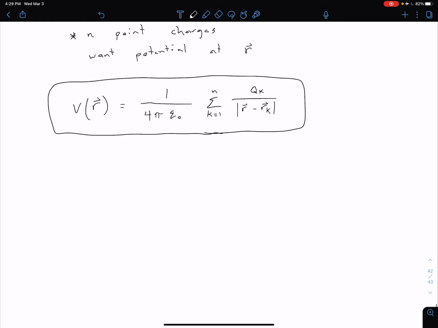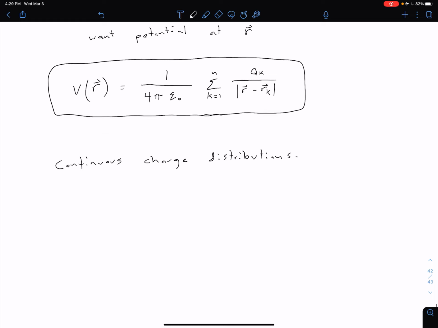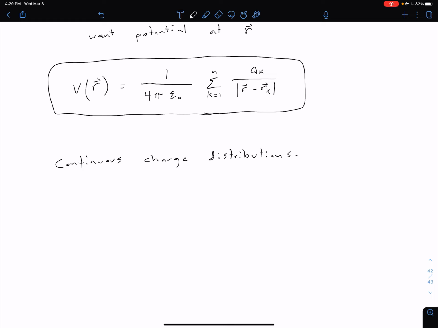So now we can ask ourselves, how would we deal with continuous charge distributions? What these essentially are, are line charges, surface charges, volume charges. We've looked at these before with our electric fields as well. And so the approach is going to be essentially the same here, except instead of doing the various point charges Q, we're going to look at a differential charge, and then we're going to integrate instead of summing.